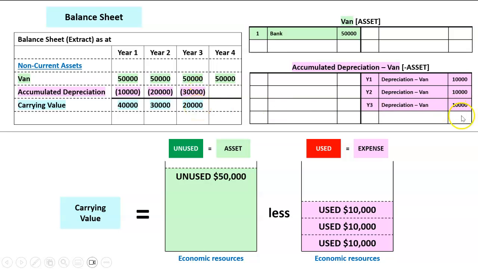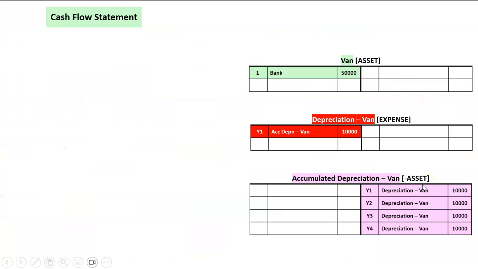And then finally in that last year, we'll accumulate $10,000 more. So now I've used $40,000 of the van. So that is accumulated to a total of 40,000. So the carrying value must be 10,000. So that's how we'll report depreciation in the balance sheet. We'll have the historical cost, the accumulated depreciation, and this new term called the carrying value. And that just leaves the cash flow statement.